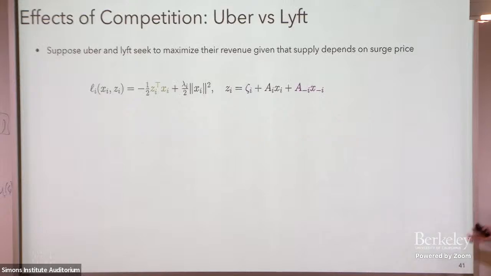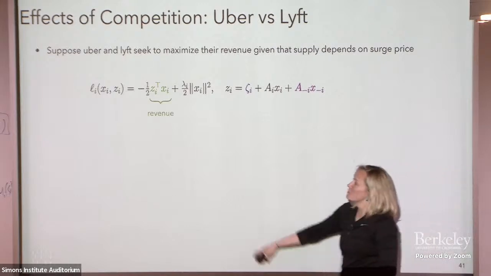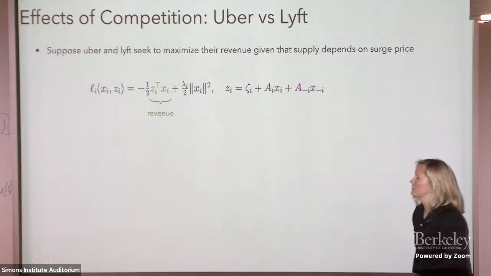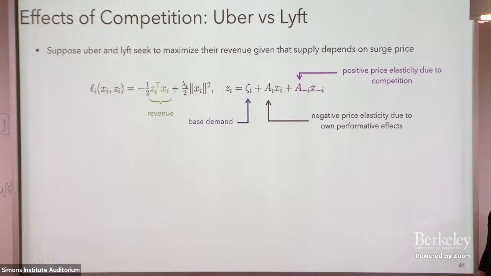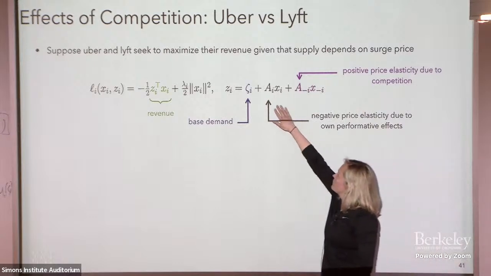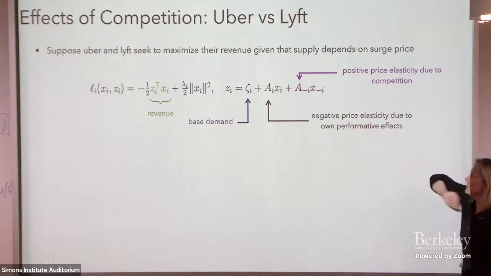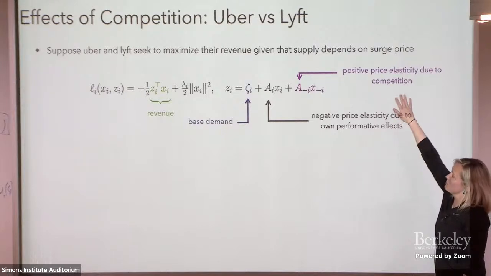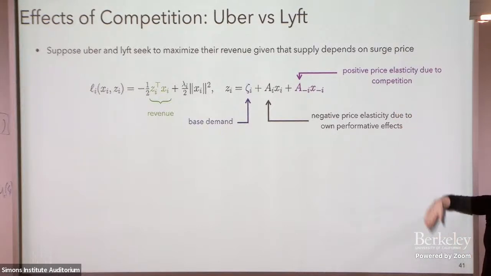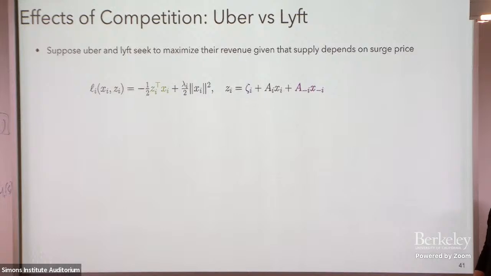And the goal will be to just expose some interesting things that we observed empirically that I think lead to open questions. Each player is again going to try to maximize their revenue, or minimize the negative of their revenue, with some regularization term. We have some base demand, and there are different effects. You have your own performative effects, which represent some negative price elasticity. Then we have some positive price elasticity due to the competition. So if your competition raises their price, it's going to increase the demand for your service.